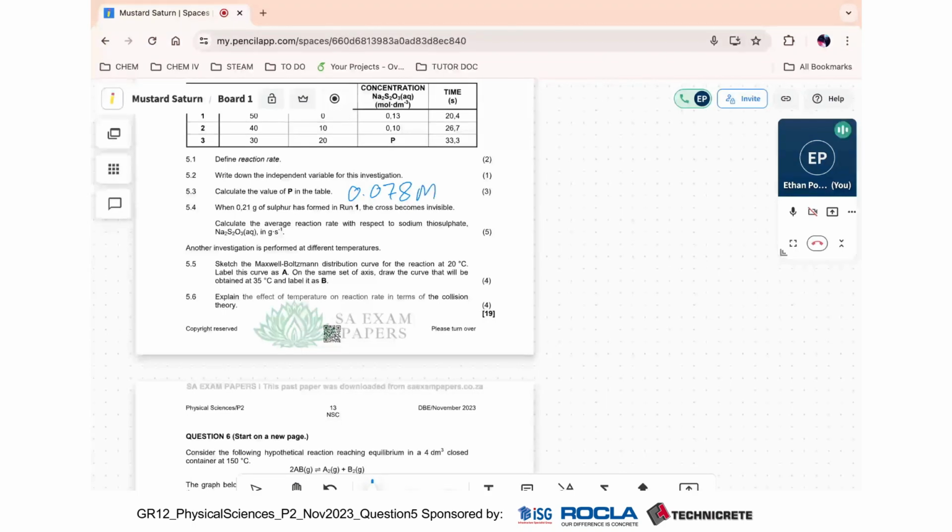Capital M and moles per dm3 are the same thing. They both just mean molarity.